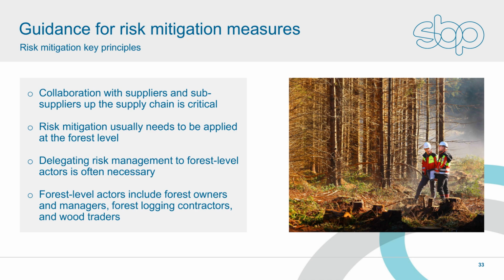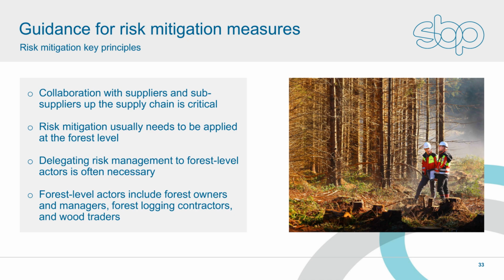The second principle is that risk mitigation usually needs to be applied at the forest level. The sustainability issues Standard 1 addresses, legality, biodiversity, labor practices, carbon, are determined by what happens in and around the forest itself. That is where the specified risk originates, and that is where the mitigation has to land. The third principle follows directly.